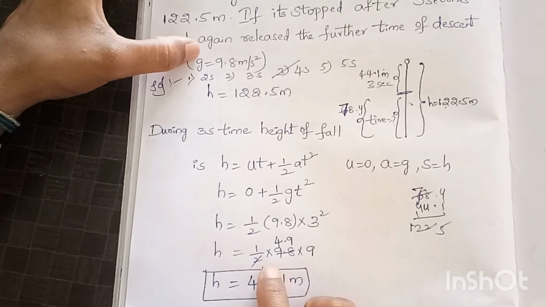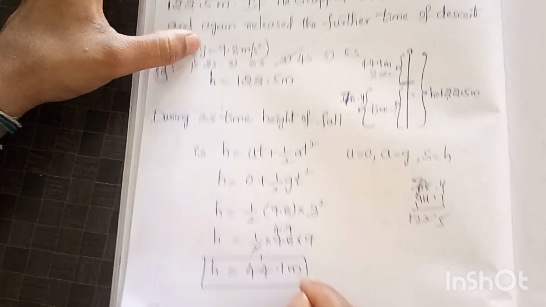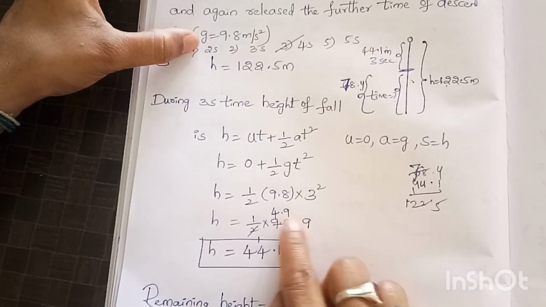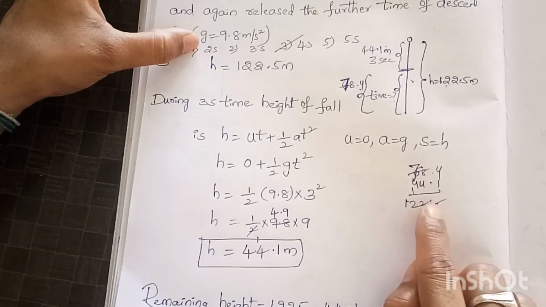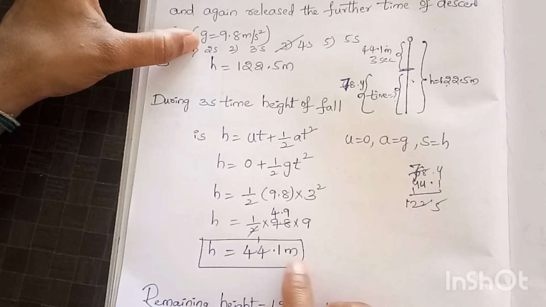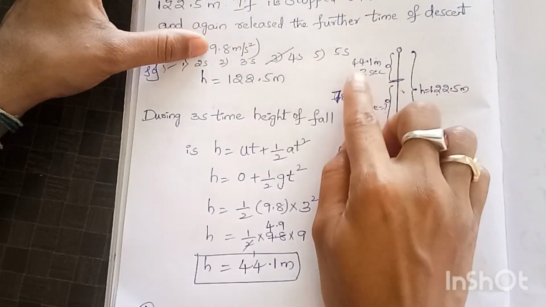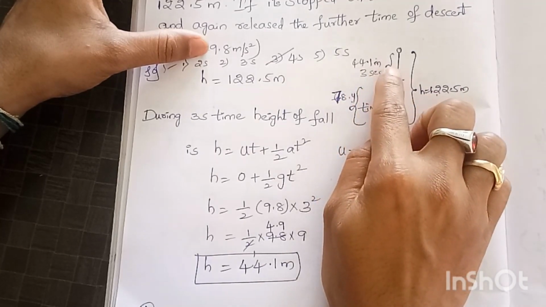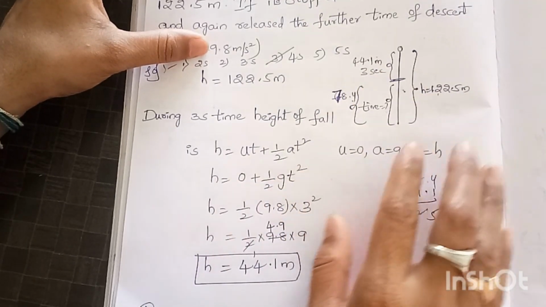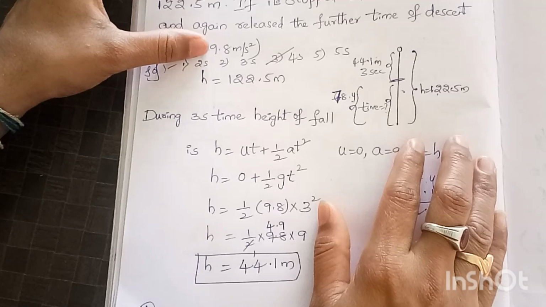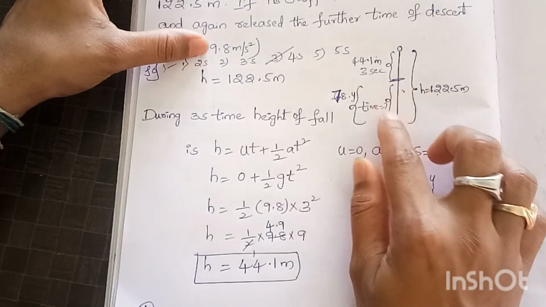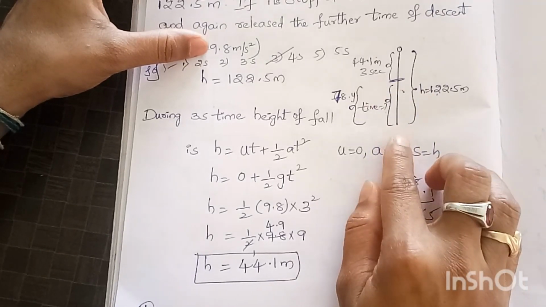Half of 9.8 is 4.9. So 4.9 into 9, we will get 44.1 meters. So the distance traveled for the 3 seconds of time is 44.1 meters. Now we are going to calculate the remaining time taken by the body to reach the ground.